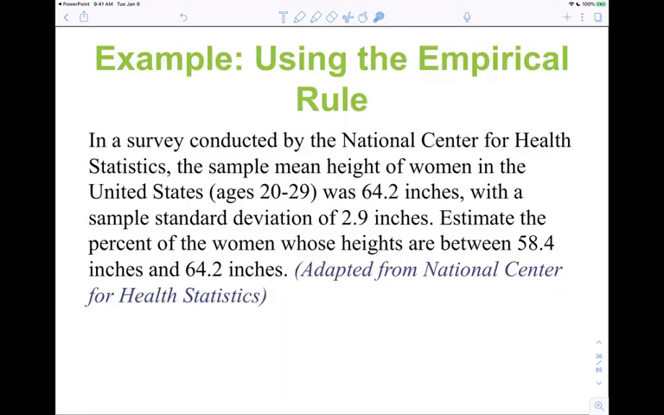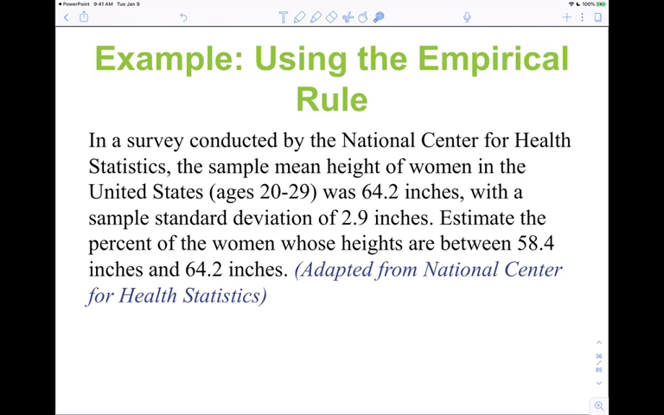In this example, it says in a survey conducted by the National Center for Health Statistics, the sample average height of women in the U.S. was 64.2 inches, with a sample standard deviation of this. Estimate the percent of women with heights between 58.4 inches and 64.2. If we're going to use the empirical rule, we are assuming that this data is going to be a bell-shaped curve.